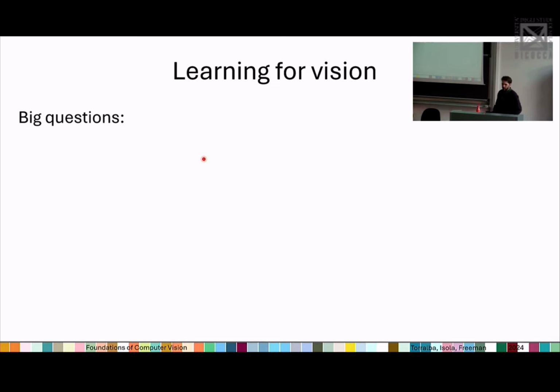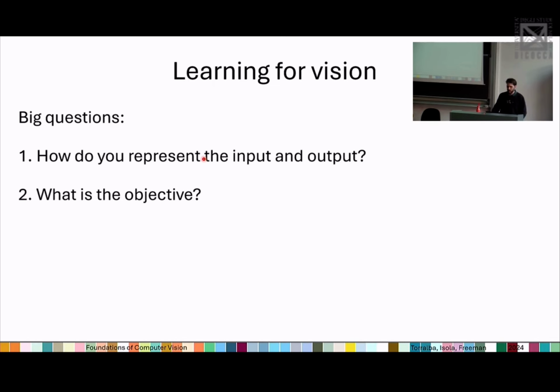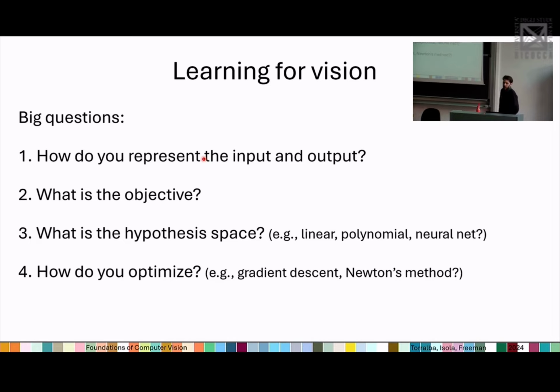So let's apply learning to vision. We have some open problems. How do we represent the input and the output? What's the objective? In learning, we get a model by optimizing some kind of objective function. And how do we define the objective? What is the hypothesis space, and how do we optimize? And finally, what data do we train on?